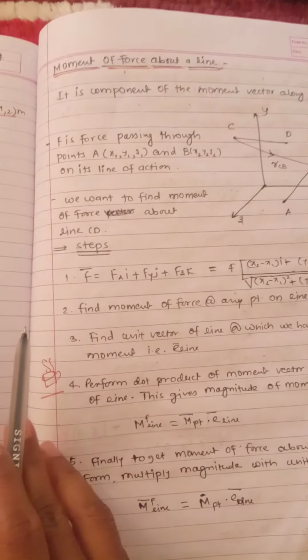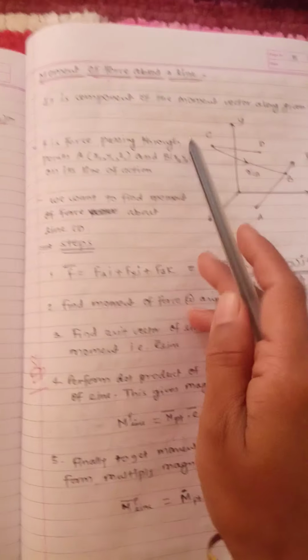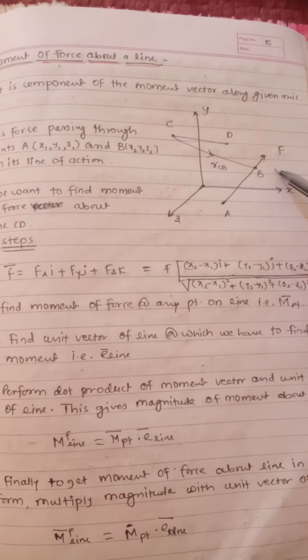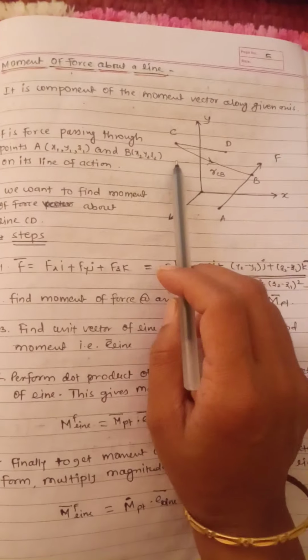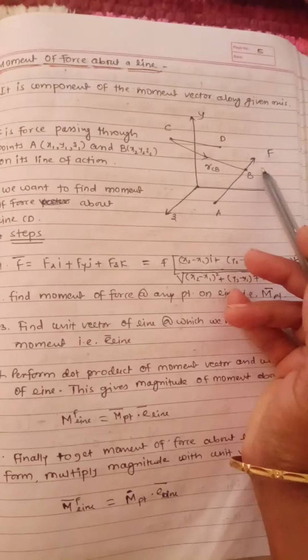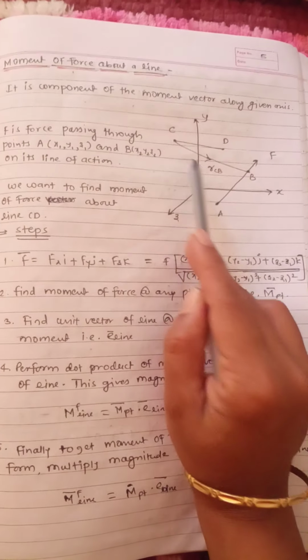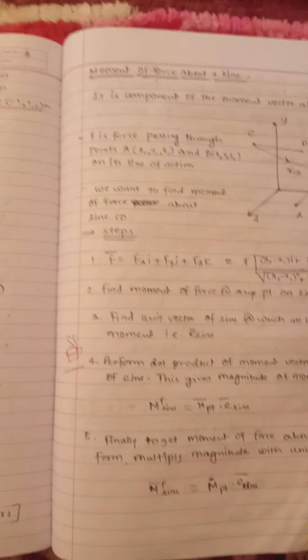Then in today's lecture I am going to tell you how to take the moment of a force about a particular line. See, again this is one force given in a space force system, and we are going to work out the moment of this force about this CD line. See, you can find how I have marked the unit radius vector. Then I have given you a few steps here.